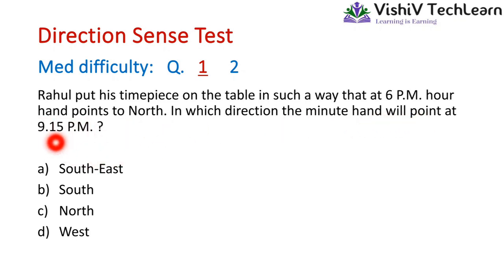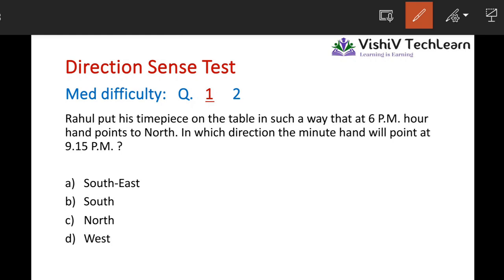Now let's try to solve this problem. I hope you have tried. So what is given? Rahul put his timepiece on the table in such a way that at 6 p.m. the hour hand points to north. Okay, so let's draw the situation first. To solve this, first we will consider that timepiece, or maybe the clock. Here we can consider 12, here 3, 6, and here 9. Okay, so this is the timepiece we can say.